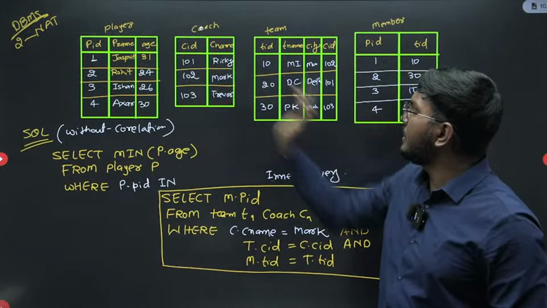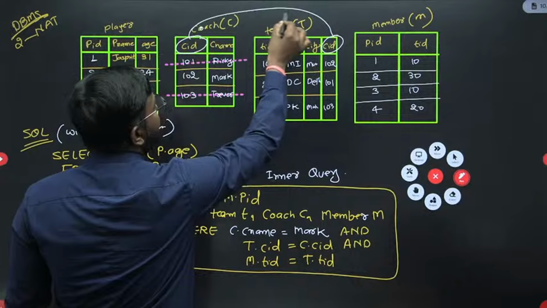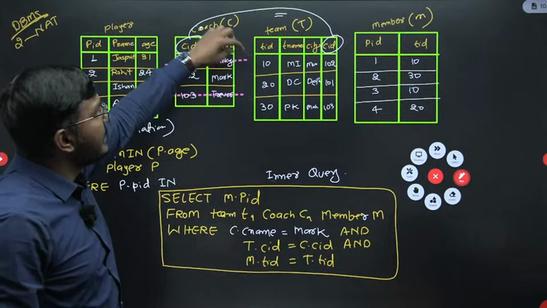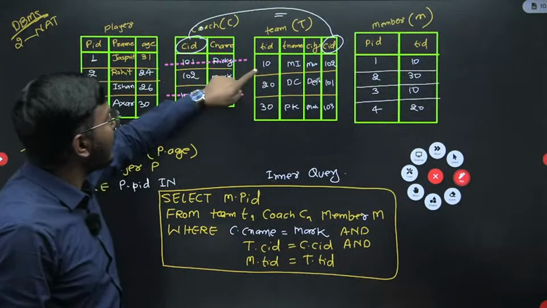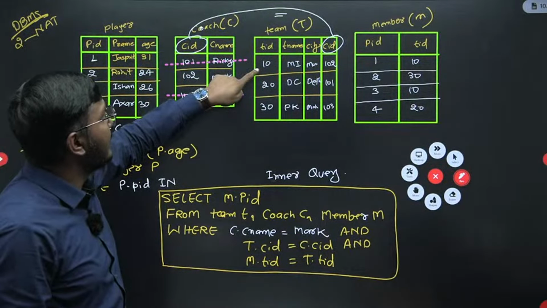Next, C.cname is equal to Mark. We got the Mark record here, and T.CID is equal to C.CID. Our T.CID is here. So team is T here, this is our T, this is our C, and this is our M. Fine. Now see, it says first compare T.CID, which is only this, and our coach C.CID is this only. It means if both are equal, retrieve the M.PID. If the coach ID is 102, for the team member, the team is our T.TID.